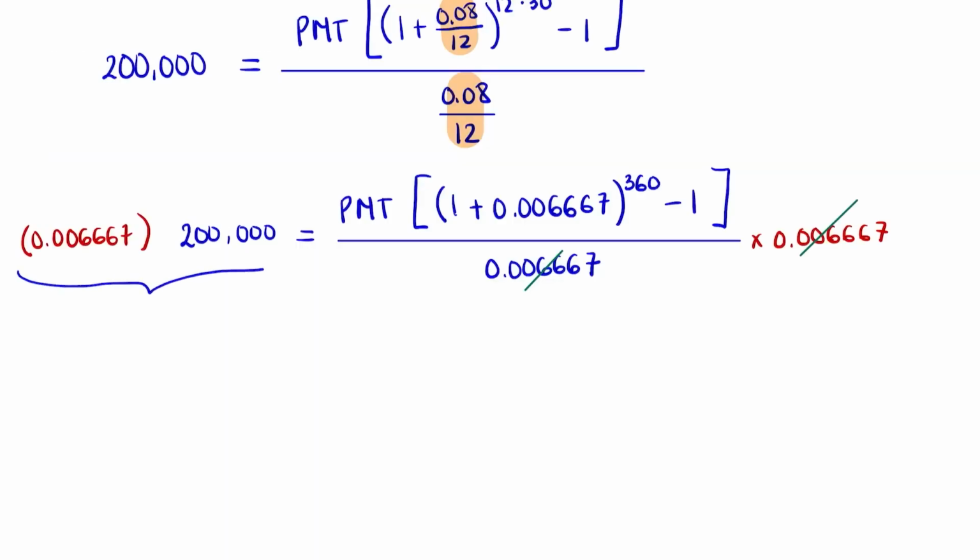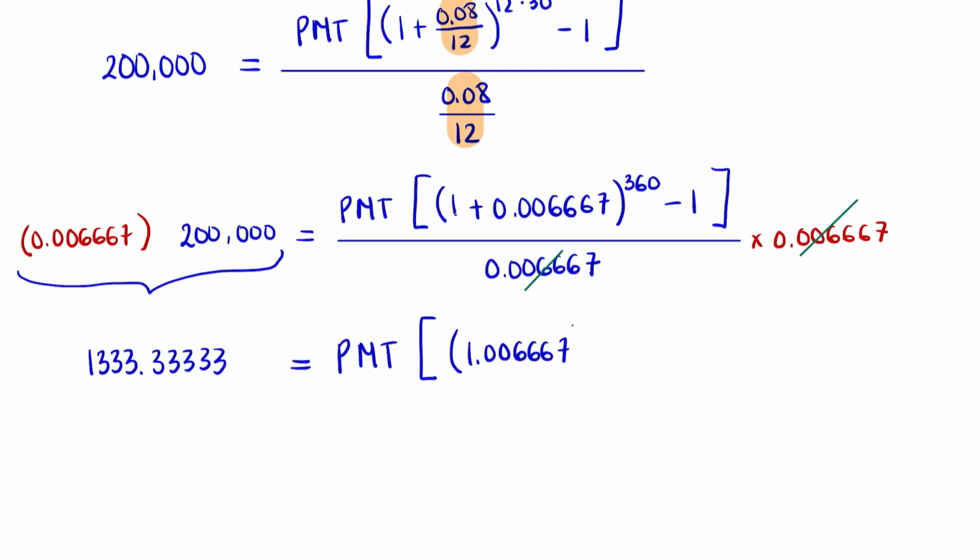I'm replacing this product by 1,333.33333 equals PMT bracket. And here, I'll take 1 plus 0.006667, which is 1.006667 raised to 360 minus 1, close bracket.